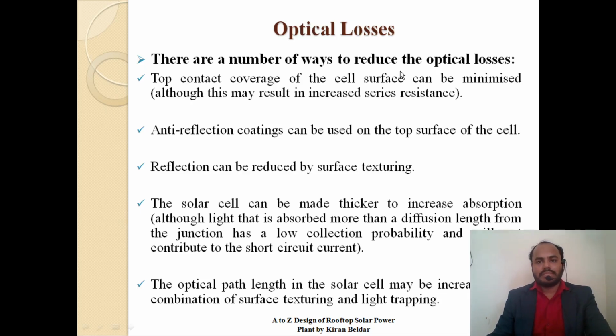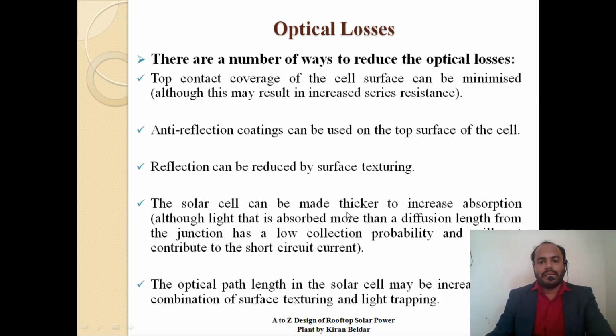There are a number of ways to reduce the optical losses. The first way: the top contact coverage of the cell surface can be minimized, although this may result in an increase in the series resistance. The next important way is to apply an anti-reflective coating over the top surface of a solar cell. Next, by changing the surface texturing, we can stop the reflection of sun rays, and we can generate more electricity by trapping the sun rays in a solar cell.